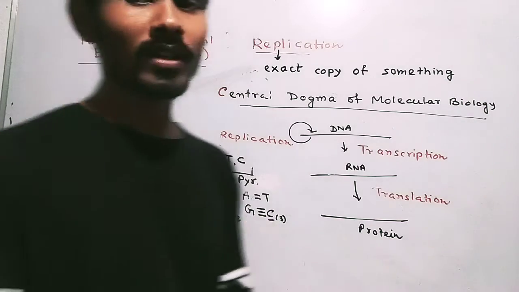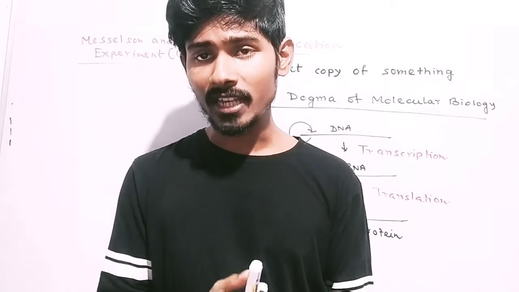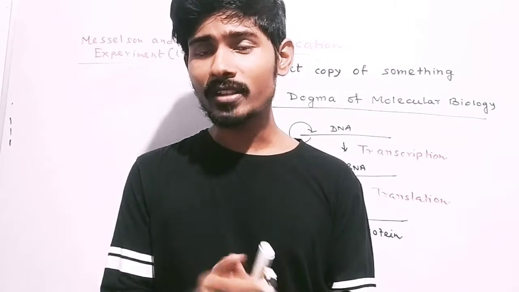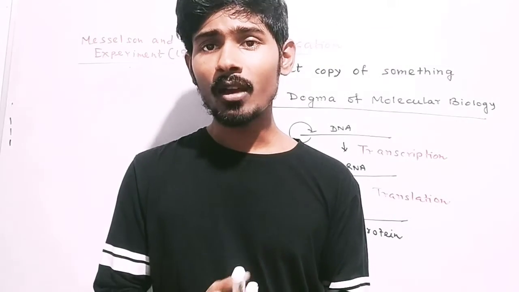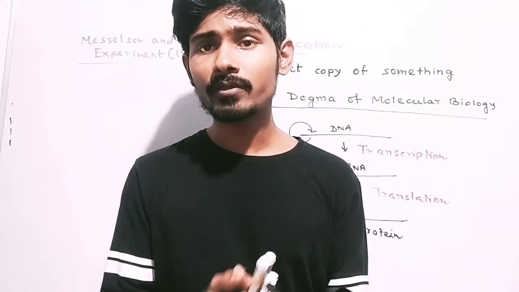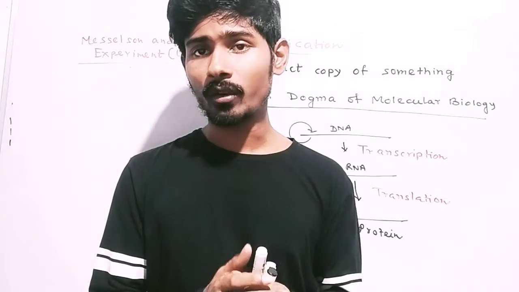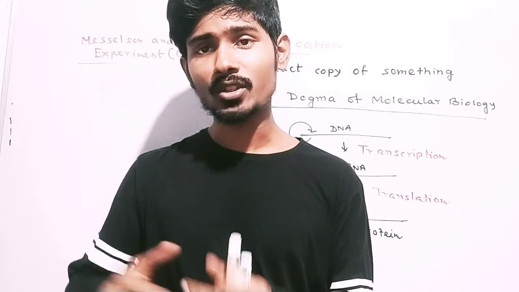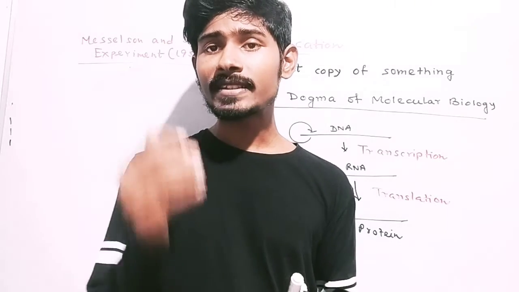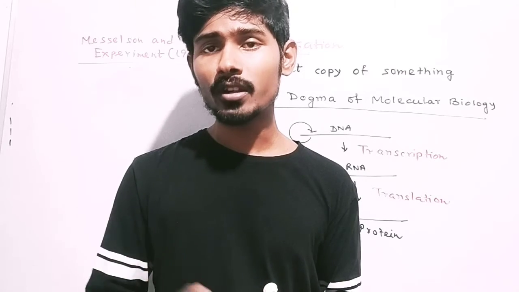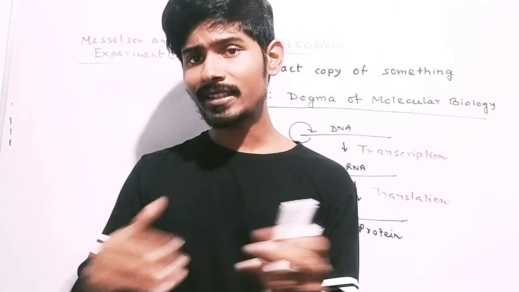What they did was that they grew E. coli cells in a medium of NH4Cl, or ammonium chloride, where the nitrogen was the N15 isotope, also called the heavy nitrogen. Why is it called heavy? Because its mass number is slightly more than the normal N14. Mass number means the total number of protons and neutrons. N14 has 7 protons and 7 neutrons, whereas N15 has 7 protons and 8 neutrons, which makes it a little bit heavier.